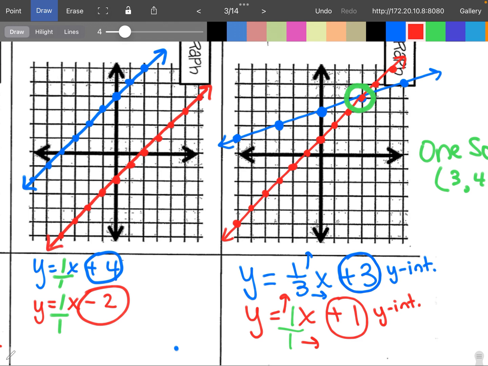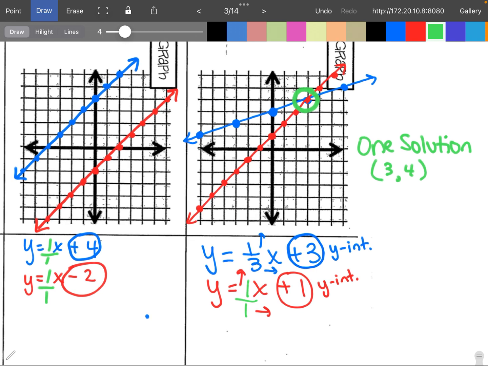What kind of lines do you see there? Hopefully you're thinking, oh, I see parallel lines. So yes, are those ever going to intersect? No, they're never going to intersect. So the answer here is no solution.